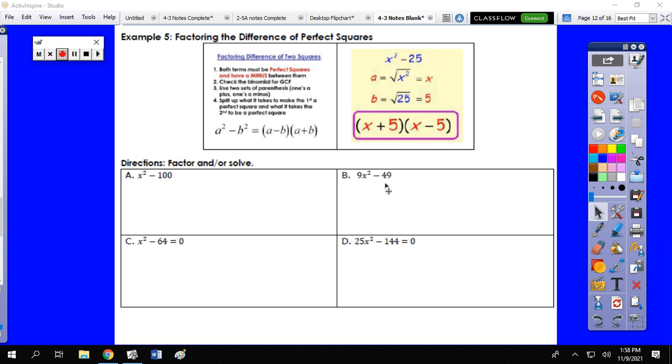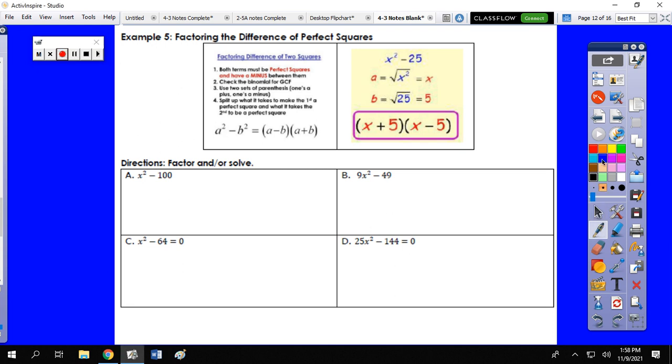So to recognize the difference of two perfect squares, first of all, we are looking for a binomial. That binomial must have a subtraction sign in the middle. We want to have already factored out the greatest common factor. And essentially what we're looking for is that this binomial will factor into what are called conjugate pairs. So you'll end up with a minus b times a plus b if your original function is a squared minus b squared.